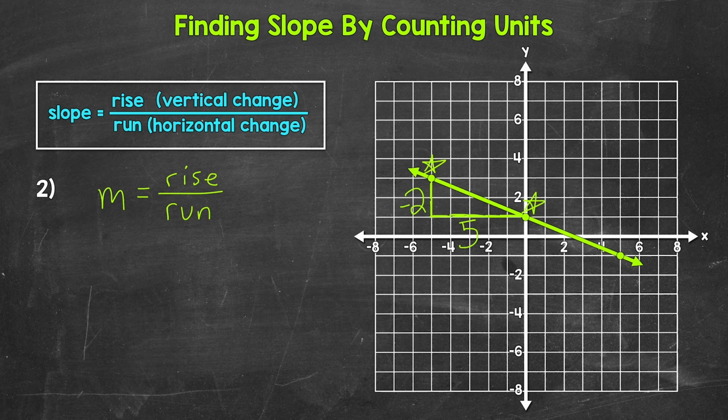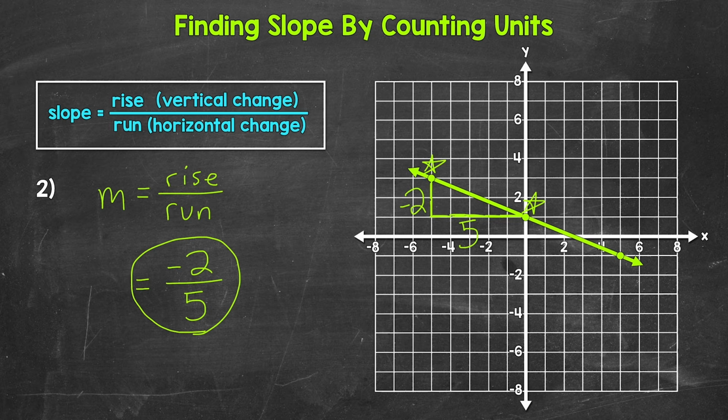Now we can plug in our rise and run here. Our rise is -2 and our run is 5. This is our slope, and this fraction is in simplest form, so we are done. -2 over 5, -2/5. The slope tells us that this line goes down 2 units for every 5 units it goes to the right.